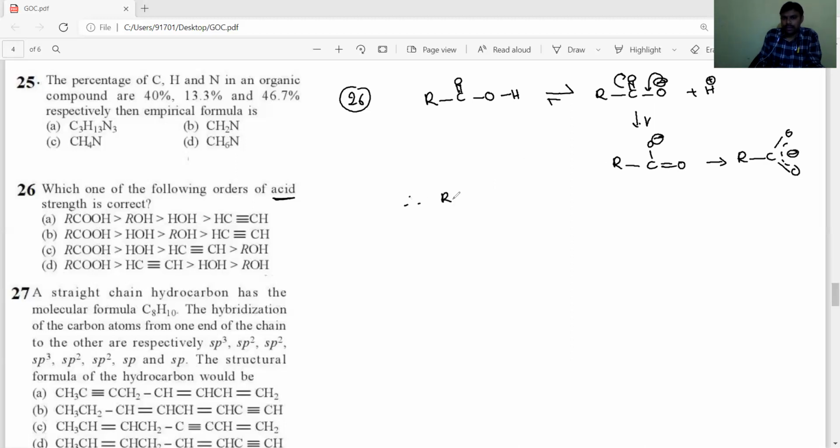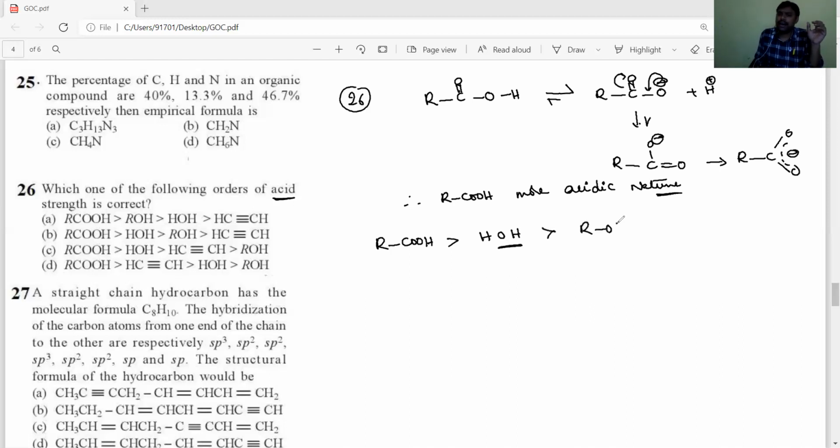Therefore, carboxylic acids are more acidic in nature than alcohols as well as phenol. That's why RCOOH is more acidic. And water can ionize faster when compared with alcohols.